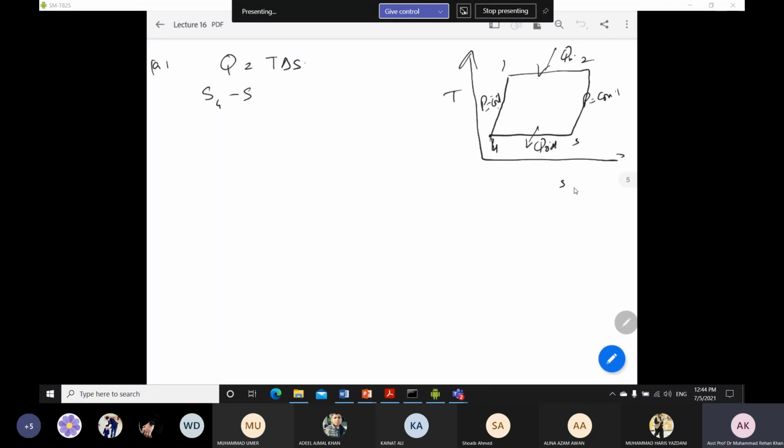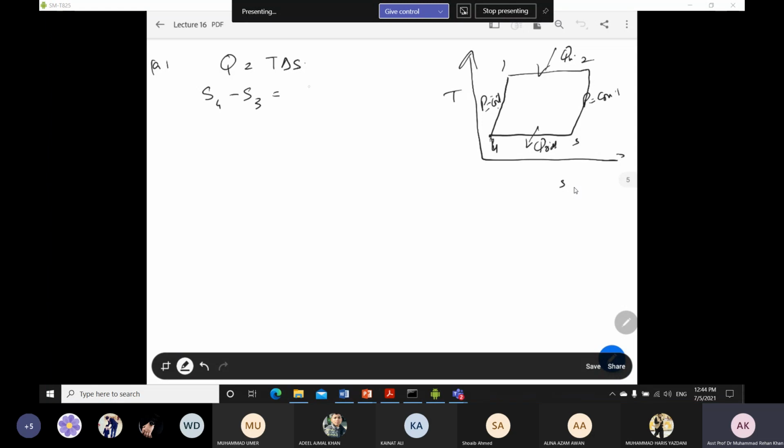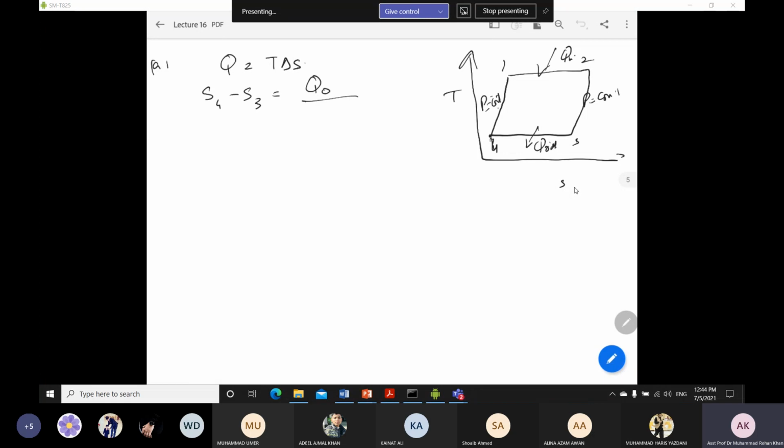S4 minus S3 is equal to Q, and this Q is the rejected part because we are talking about between 3 to 4, so this is Q out, and the temperature we are talking about is at the TL. The TL is given in your question that the minimum temperature is 300 Kelvin and the maximum temperature is 1200 Kelvin from your problem statement.